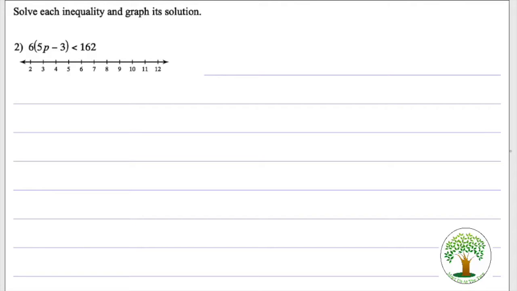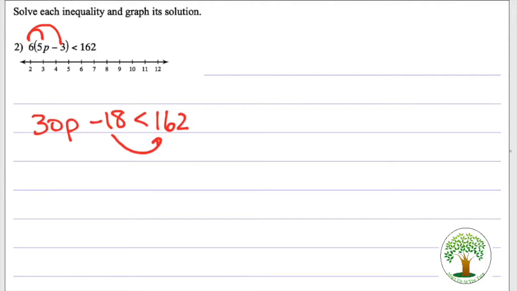Here's number 2. We're going to solve this very similar. We're going to move that over, and we're going to distribute. That's going to become 30p. We're going to distribute this, becomes -18, and we keep our inequality, and we have 162. We're going to add that over there. Remember, we can add to both sides. That's not a problem. We're left with a 30p on this side, and that becomes 180. Let's divide both sides by 30.